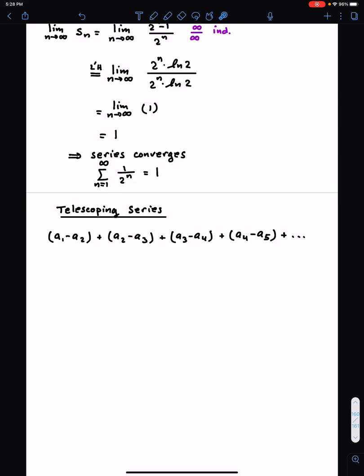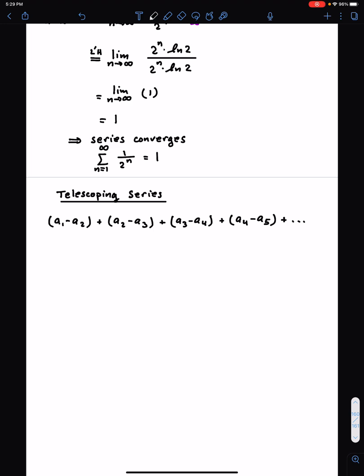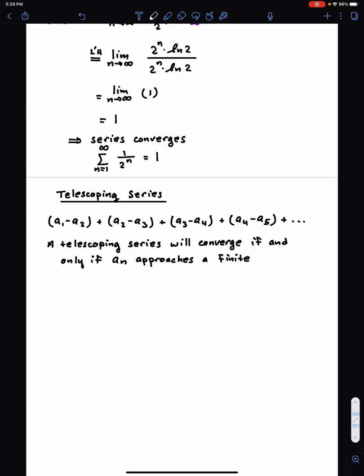A telescoping series will converge if and only if A sub n approaches a finite limit.